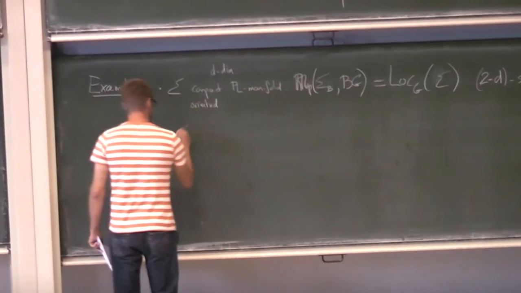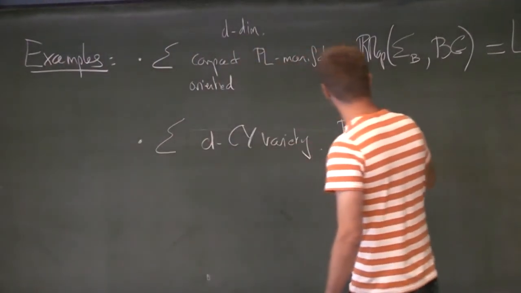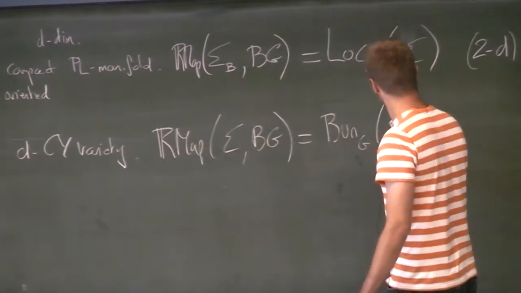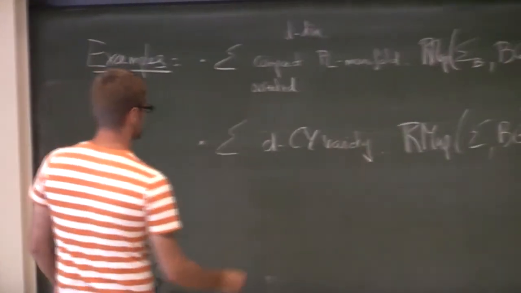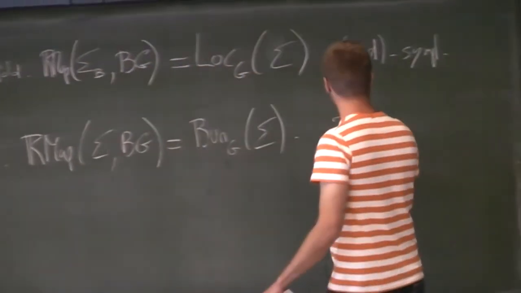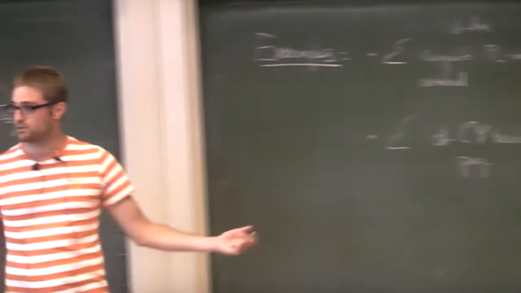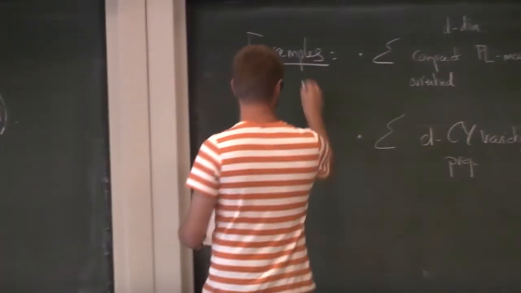The other very important example is when sigma is a d-Calabi-Yau variety. There is a derived mapping space from sigma to BG, and these are just G bundles on sigma. The condition to be d-Calabi-Yau is exactly the translation of the condition of being compact, d-Calabi-Yau and projective. So this will also be 2 minus d symplectic. And we know, for example, on K3 surfaces, which are an example of 2-Calabi-Yau varieties, that the moduli space of G bundles is actually symplectic. Okay, that's the first third of my program.